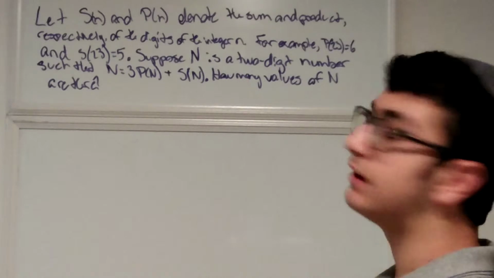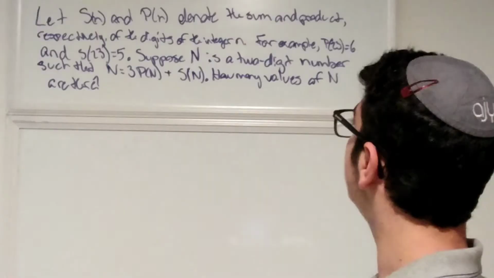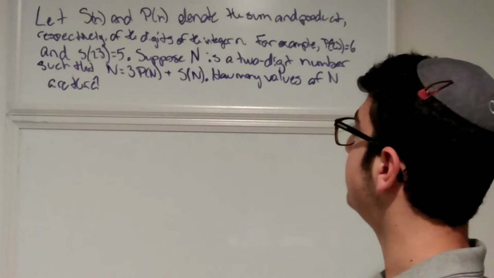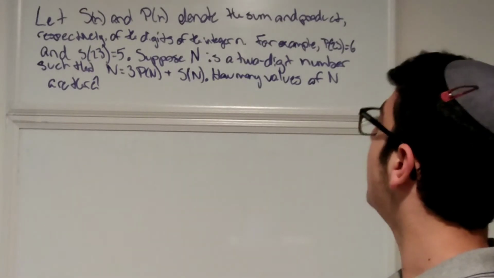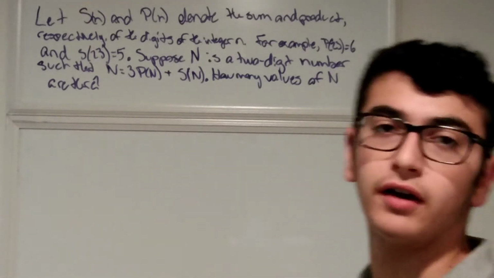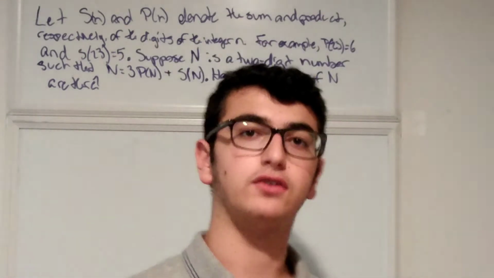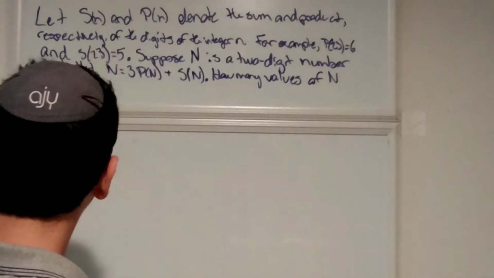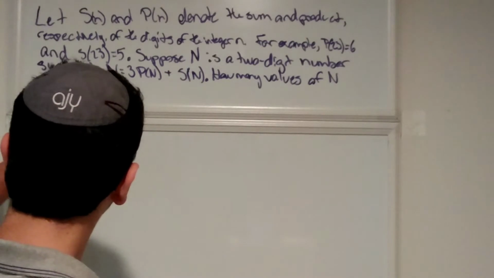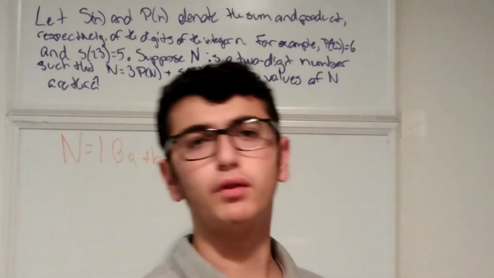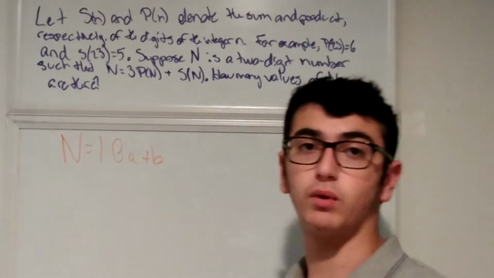Suppose that N, capital N this time, is a 2-digit number such that N is equal to 3 P of n plus S of n. How many values of n are there? Okay, so the first thing I'm going to do is define n in terms of the 2-digit number it is. So I'm going to say n is equal to 10a plus b, where a and b are both numbers 1 through 9.